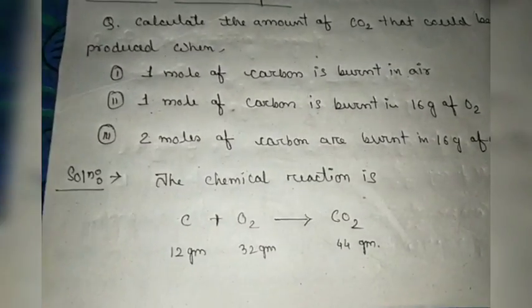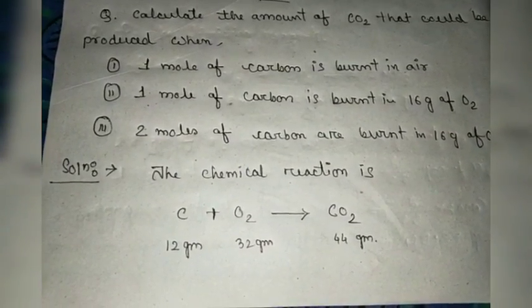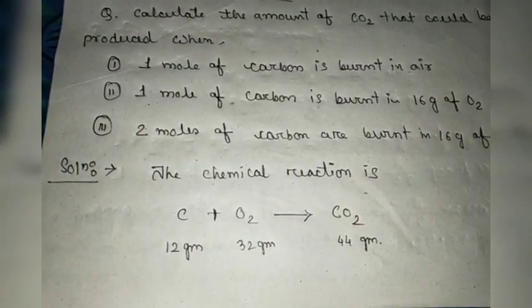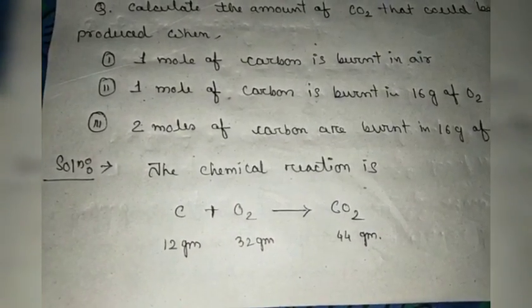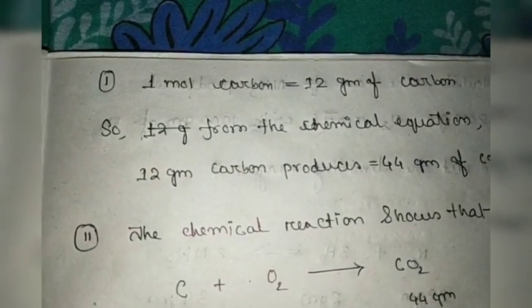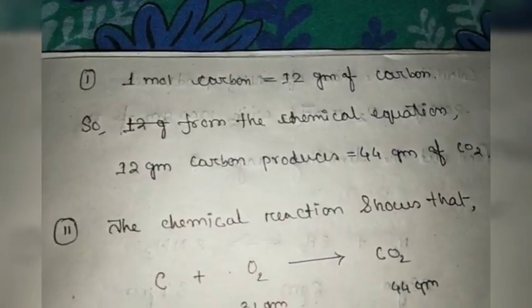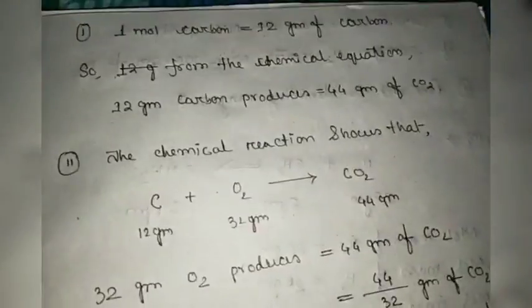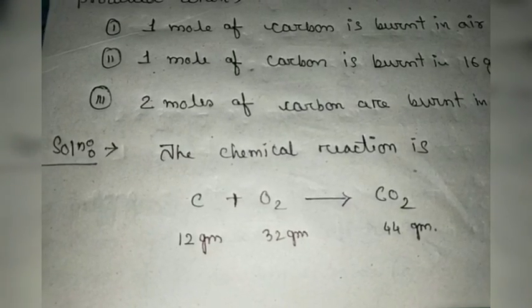So we have to calculate the amount of carbon dioxide when 1 mole of carbon is burnt in air. So 1 mole of carbon means what? 12 gram of carbon produces what? 44 gram of carbon dioxide. That means 1 mole of carbon is equal to 12 gram of carbon. From the chemical equation, 12 gram of carbon produces 44 gram of carbon dioxide.